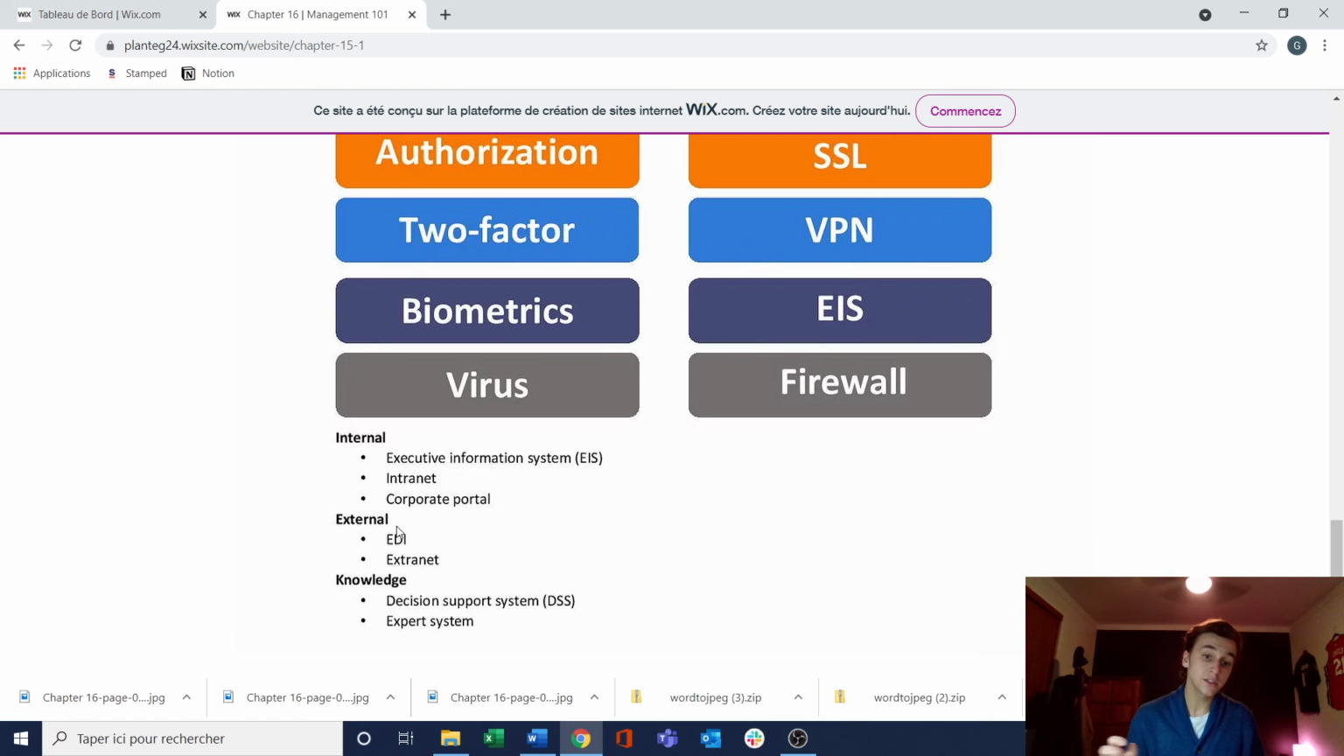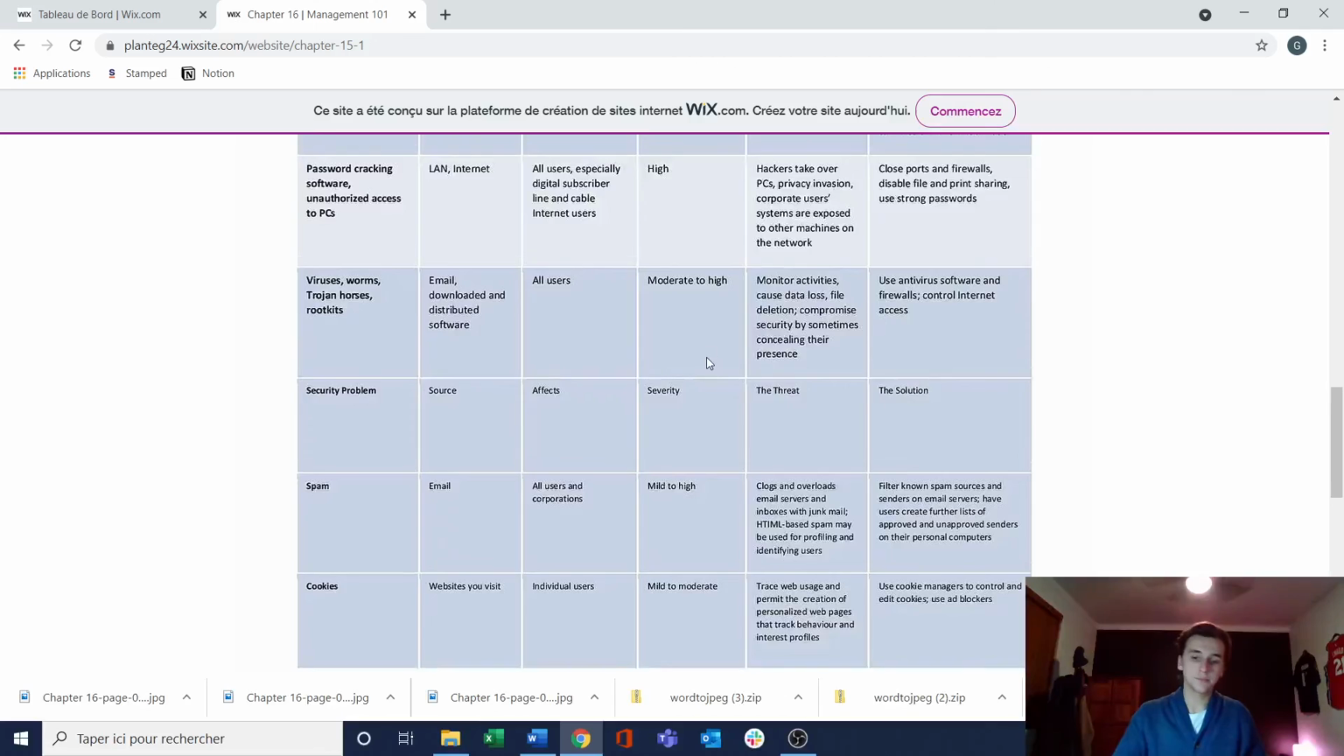For the external data services, there's EDI and extranet. And for knowledge, there's the decision support system and expert system.